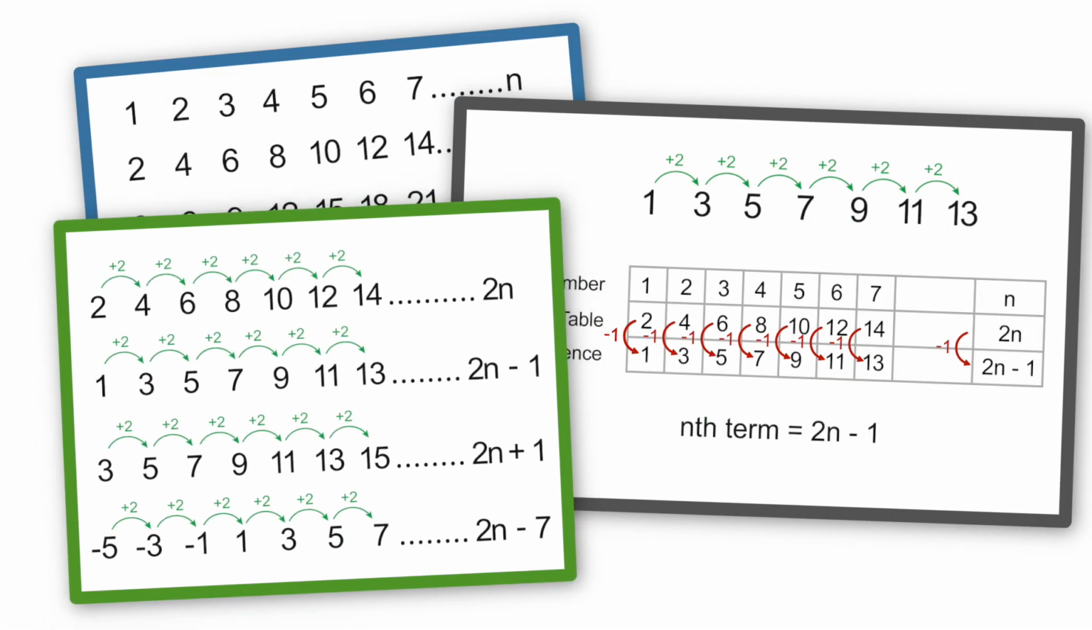Here are some other arithmetic progressions that are linked to the 2 times table. Notice that for each sequence, the difference between the terms is plus 2. And notice that for each nth term, it contains 2n, which of course links to the 2 times table up here. What I'm briefly going to do in this video is look at sequences where the next term in that sequence is getting smaller.